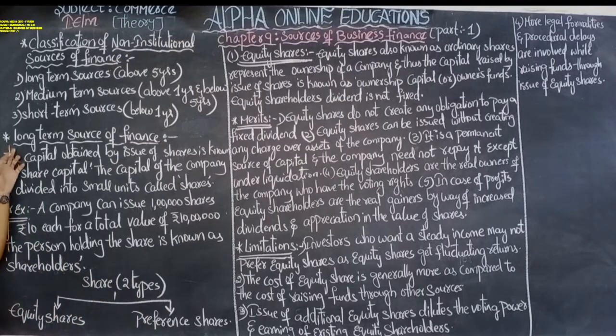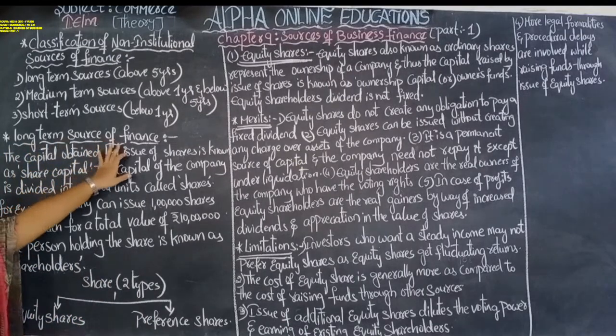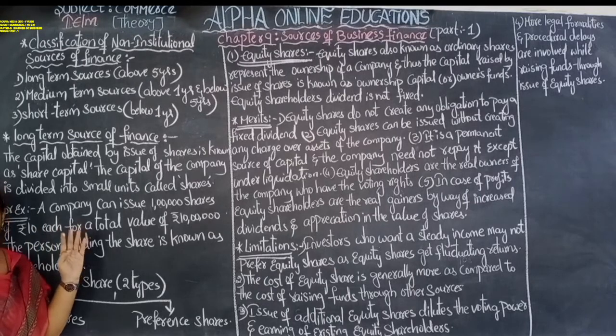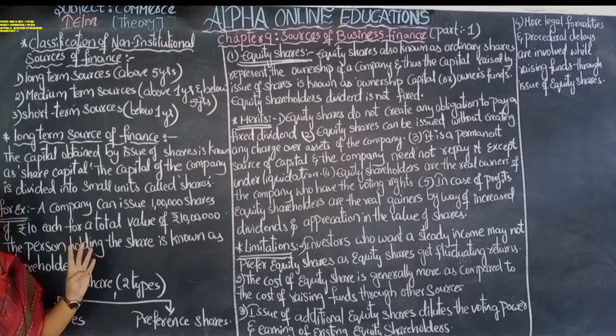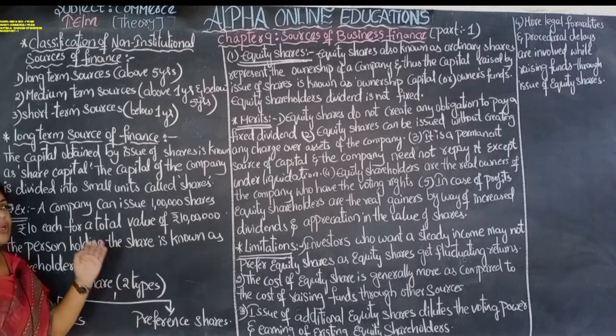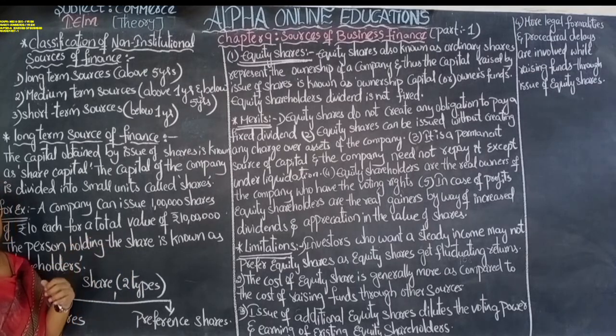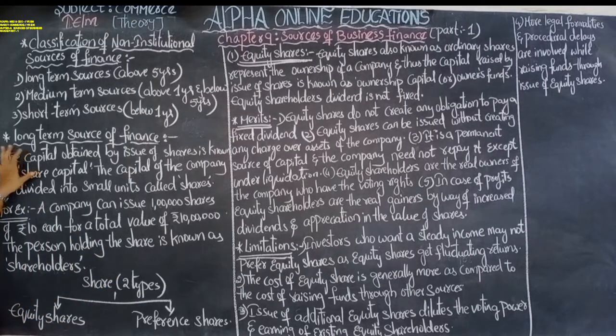In the long-term source of finance we have different things. Shares, which are classified into two categories: equity shares and preference shares. Next, retained earnings and debentures. We are going to discuss each topic one by one, in detail, in every session. So in this session we are going to discuss the equity shares. Before that, the introduction to the long-term source of finance.